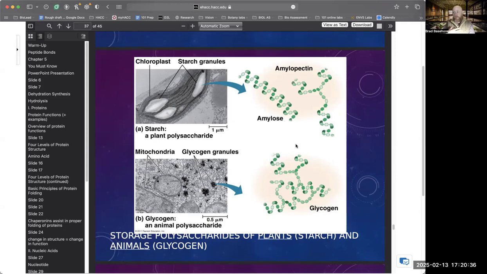In our cells, if you eat starch, your body breaks off all those glucoses and then reassembles them into this structure called glycogen, which is a much more branched carbohydrate. So you sort of see the difference in structure between the types of starches and the way that our bodies store sugars in this glycogen molecule.